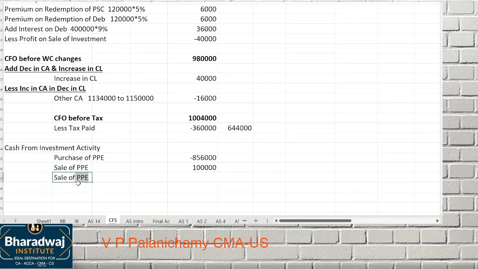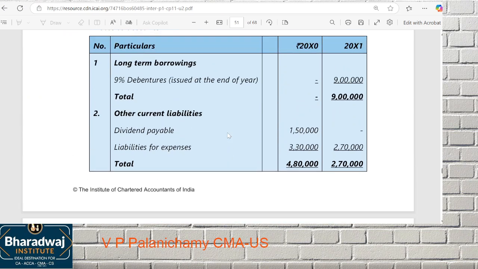Then sale of investment, including the profit. We sold for how much? 1,20,000. Then any income from investment? Any other investment activity?